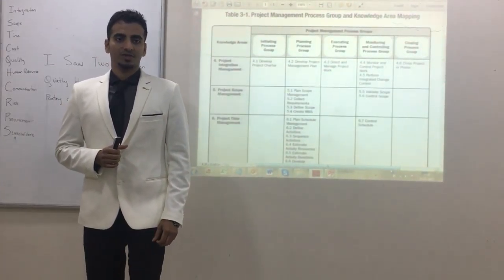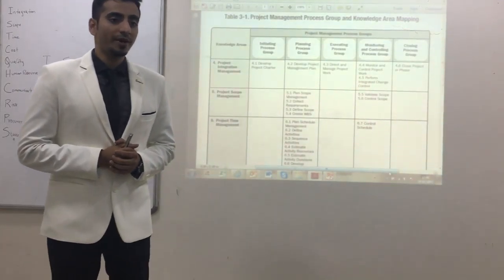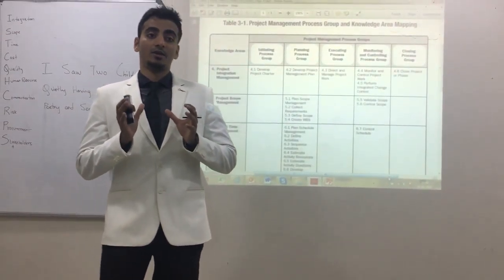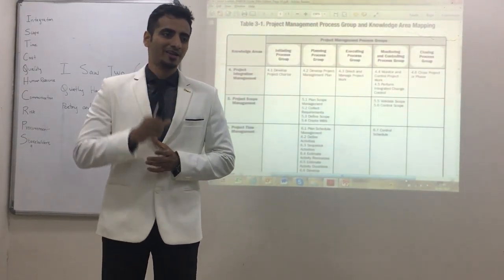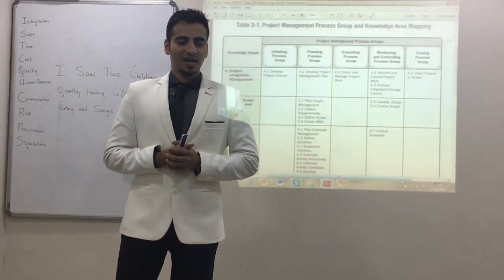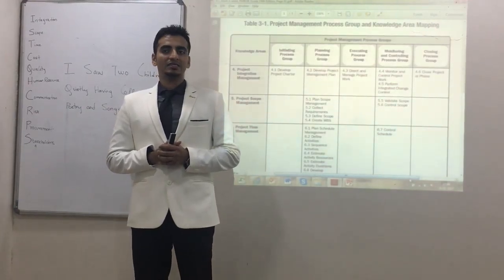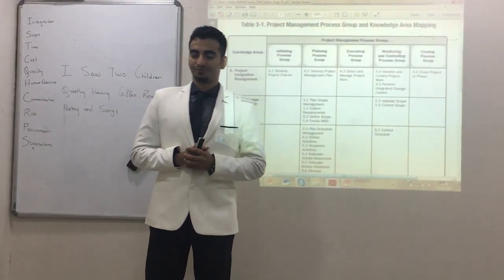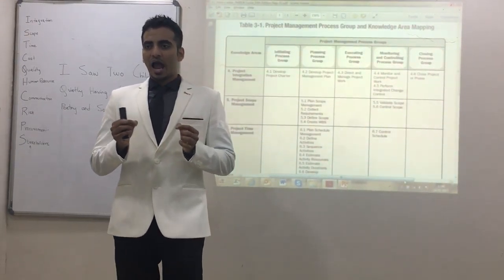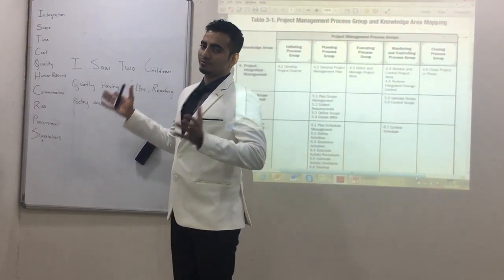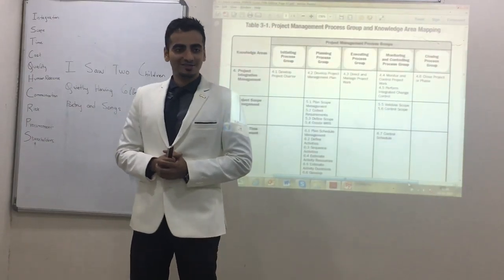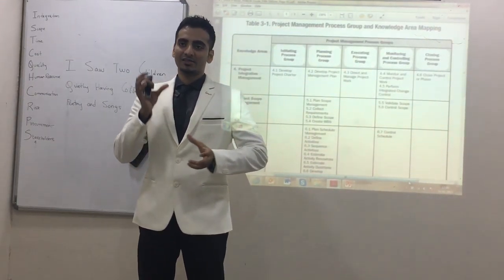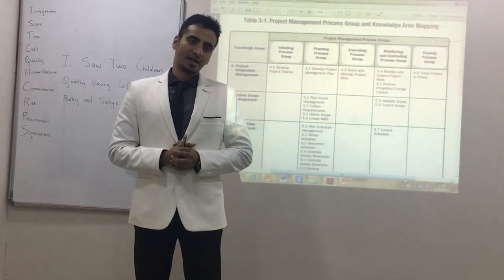Now, going to the next topic, how to remember these 10 knowledge areas. It seems to be very difficult, but not actually. It is very, very simple. So let's see how you remember these 10 knowledge areas. For this, I will give you a quick small rhyme, because we are very good at remembering rhymes and poems from school age, right? So now let's see a quick rhyme to remember these 10 knowledge areas.